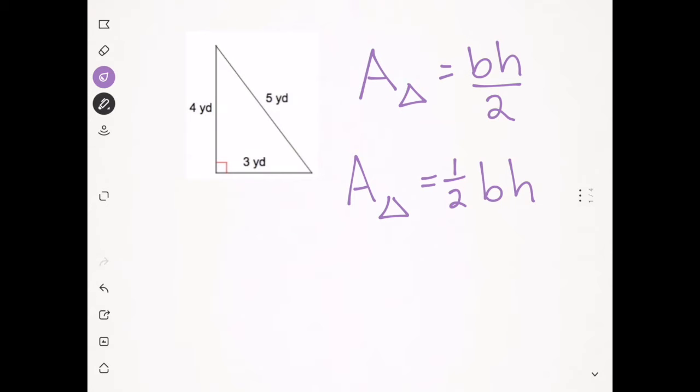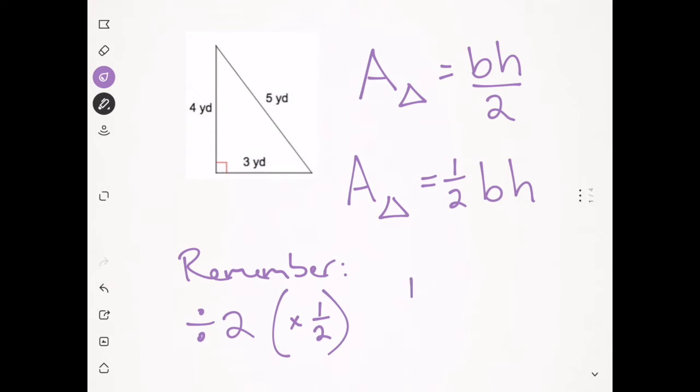But two things to remember with triangles. First one, at some point you always have to divide by 2 or multiply by 1/2. Second thing is look for the right angle, because that right angle will connect your base to your height.